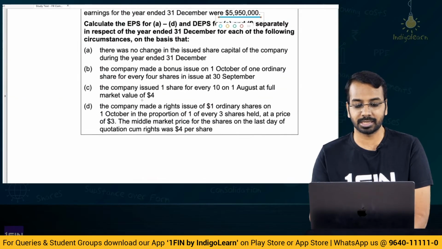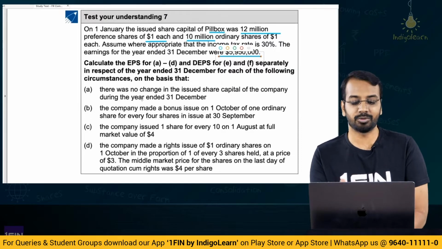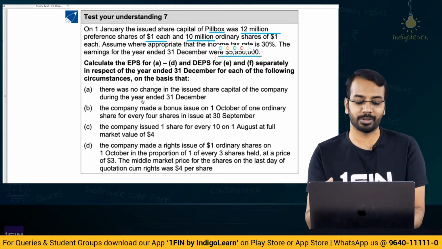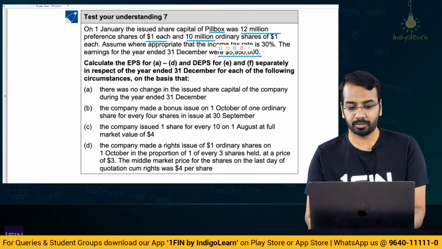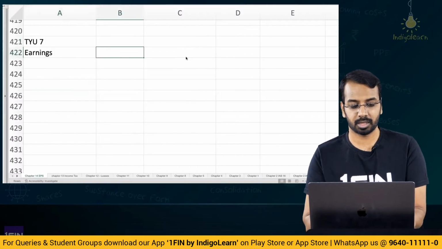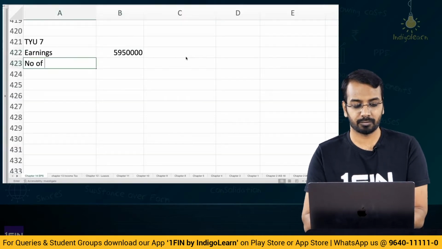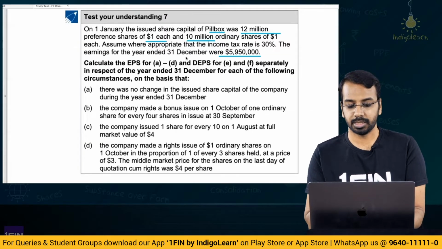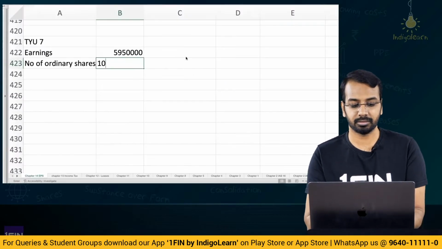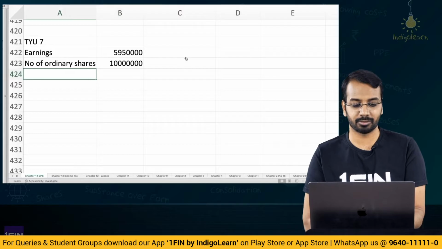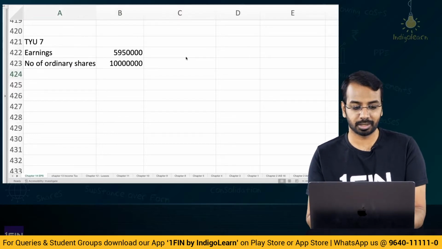So considering all these circumstances, we have to calculate the basic EPS and diluted EPS for E and F. This will be a comprehensive question where we will be taking care of all the scenarios possible. First important point is the earnings. Earnings is 5,950,000, that is 595 with 4 zeros. And the number of ordinary shares is 10 million. So in each of the scenarios, we have to calculate what the earnings per share is.